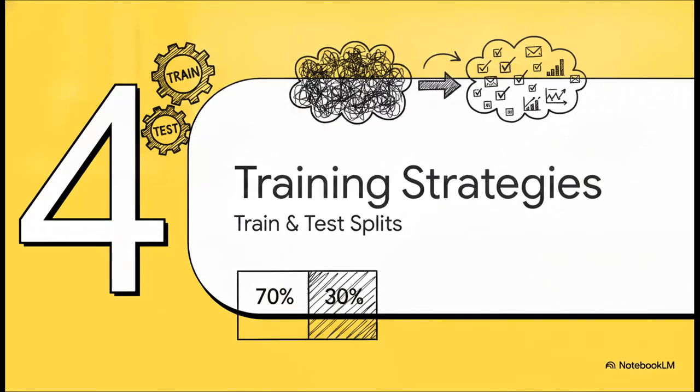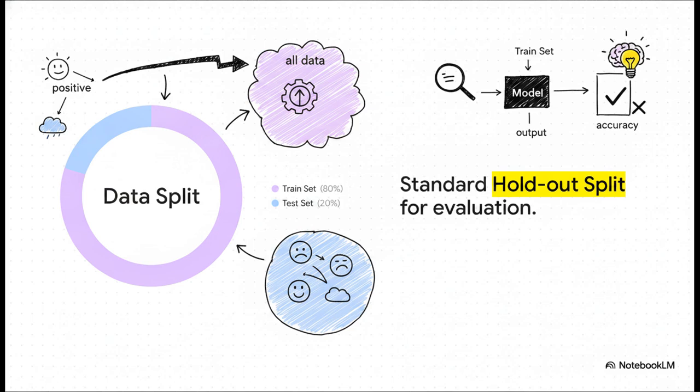Next up is section 4, training and testing strategies, focusing on train and test splits. Let's see how this builds our model's reliability. The absolute go-to technique for a quick, general-purpose check is the holdout split.